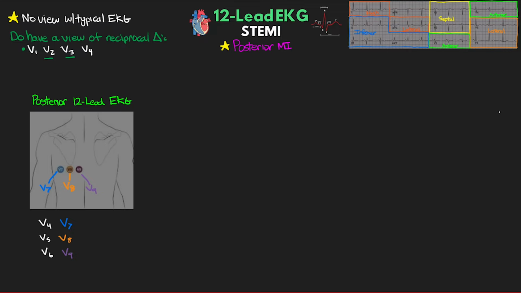So this is going to give us a view of the posterior of the heart with those leads V7 through V9, and thus we'd be able to actually see ST elevation in these leads if a posterior MI was present. Now also of note, posterior wall MIs are commonly seen combined with inferior as well as RV infarcts.